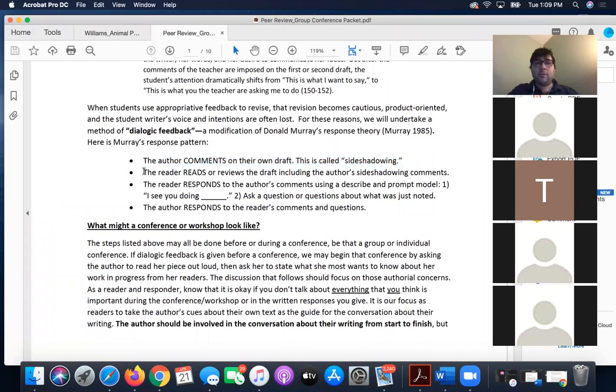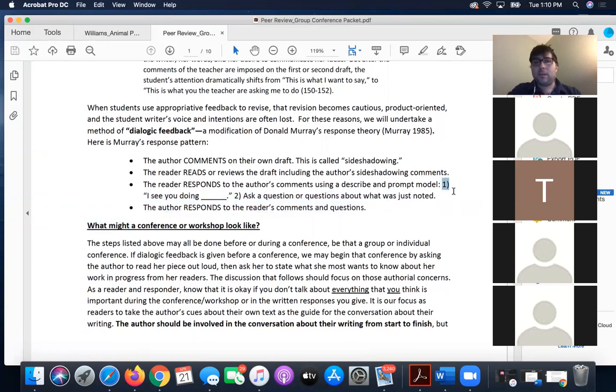Then your peer review group members will read both your paper and your comments, and they're going to respond to those comments. I'm asking you to respond in a really particular way. I'm asking you to not use what I call appropriative feedback or evaluative feedback, and I'll go over what that looks like in just a second. In place of that, I'm wanting you to use a model called describe and prompt feedback.